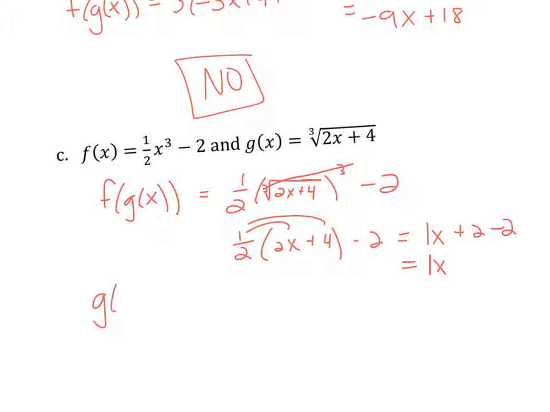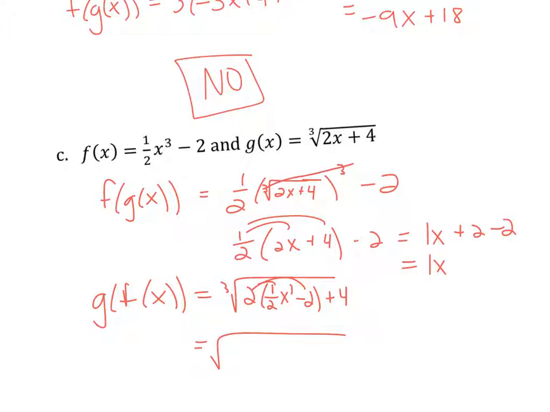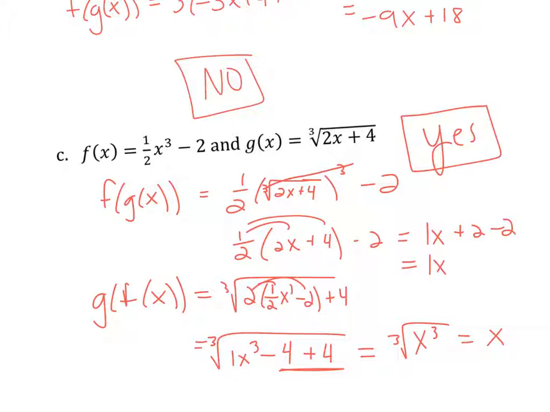I'm going to do the same thing for g of f of x. Rewrite function g, plug in function f. So this one's kind of weird to simplify. I'm going to start by distributing that 2 inside, and that cube root's going to be the very last thing I do. So I have 1x cubed minus 4 plus 4. I'm going to add my like terms inside, so then I'm just left with the cube root of 1x cubed, or x cubed, which is just x. So since both of those equal x, I can put yes, these two are inverses.